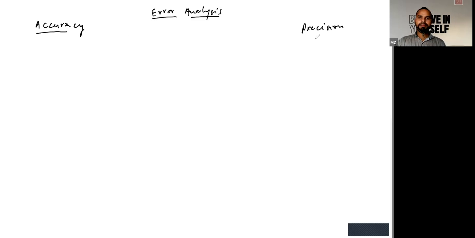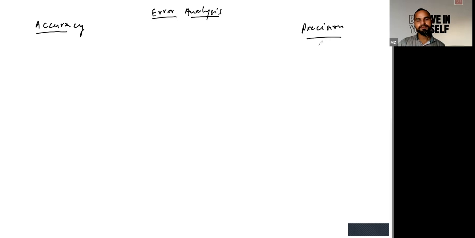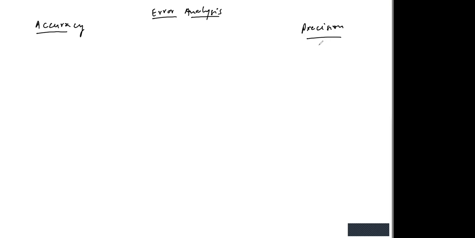Do you have any idea about what we mean by accuracy and precision? Accuracy means that it indicates how close the measured value is to the true value. Good. And what about precision? It indicates the resolution of the instrument. Okay.